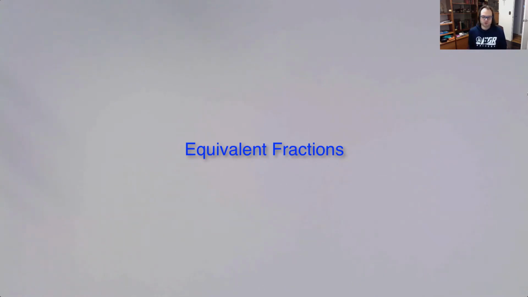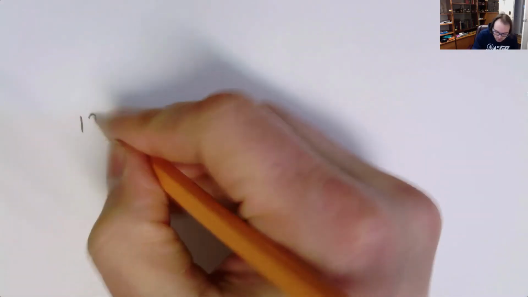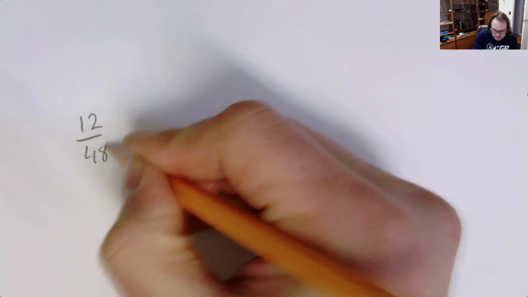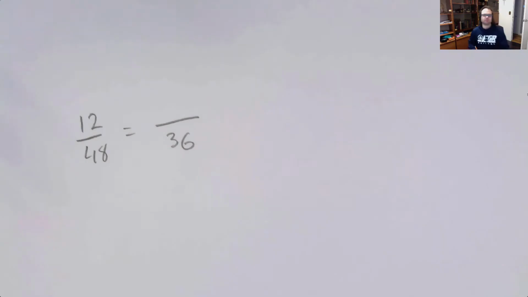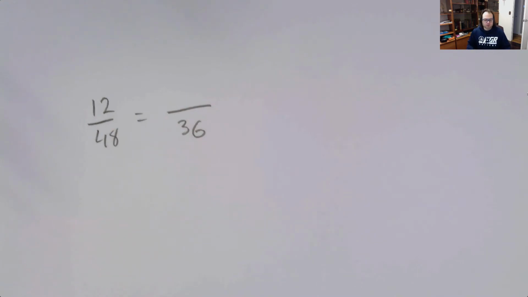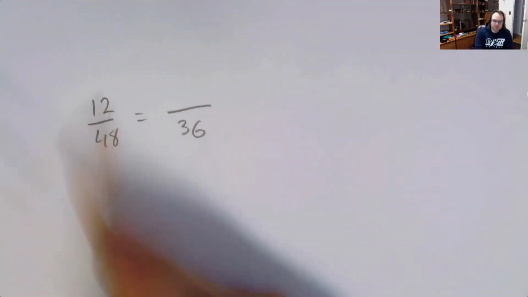In this video, we are going to be looking at equivalent fractions. So let's take a look at my first example. I'm going to have 12 over 48 is equal to something over 36. Well, the first thing I'm going to do is simplify this fraction.